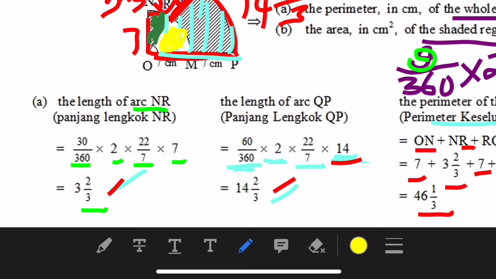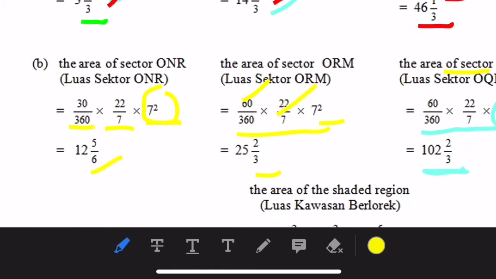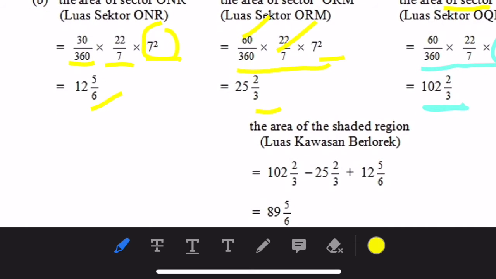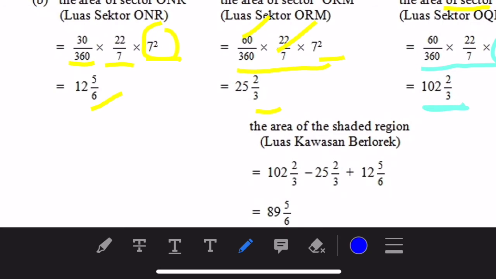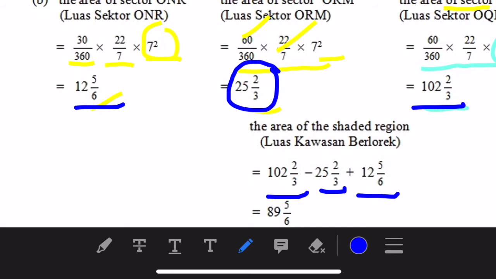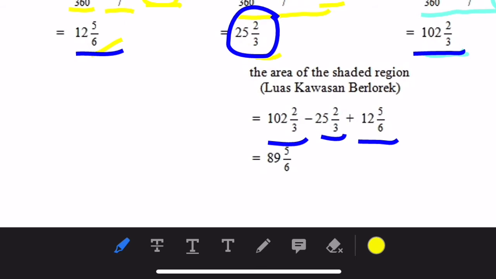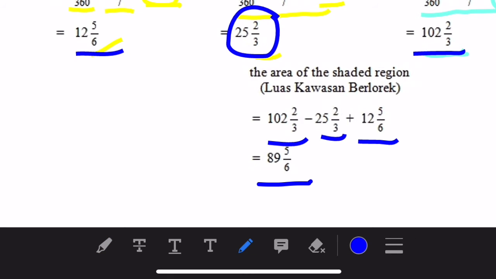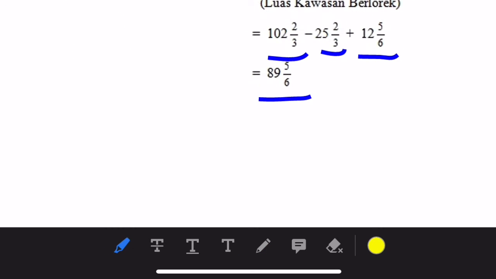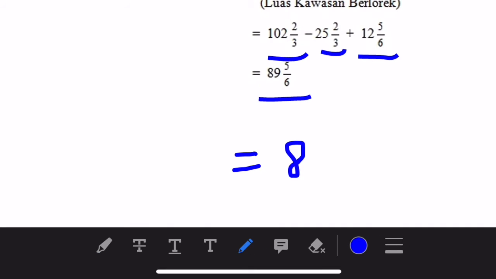Okay, so we have green, we have yellow, we have blue. So we have to take the blue one, which is the 102 2/3. We have to minus out this one we don't want, and then we have to plus with the 12 5/6. So finally our answer will be 89 5/6, and it must be in mixed fraction. Okay, it's better to leave your answer in mixed fraction, 89 5/6. Alright, so that is how you solve the question involving circle for the SPM exam.